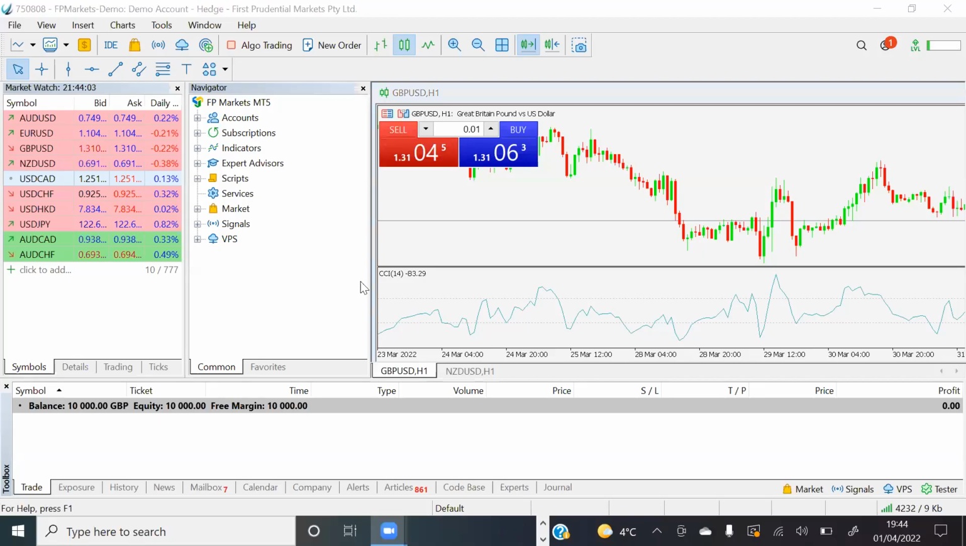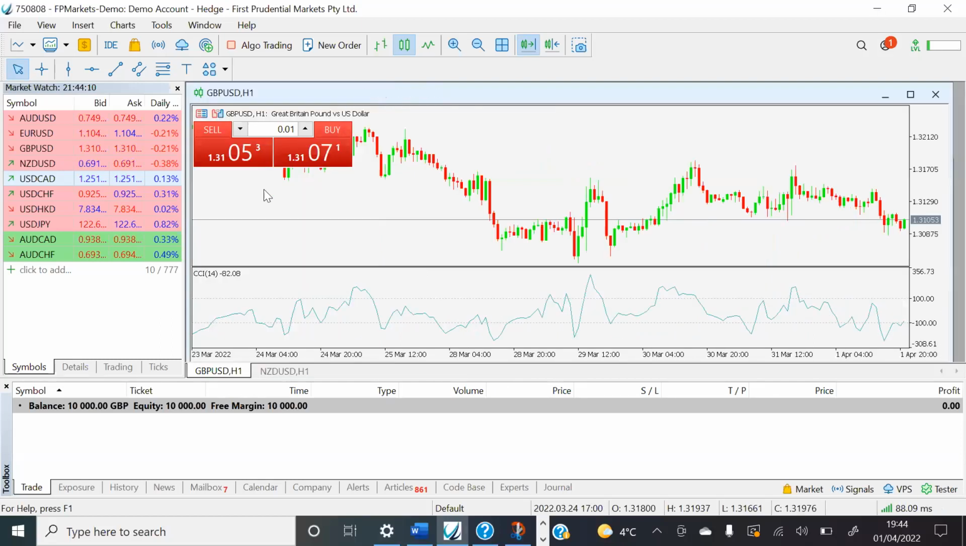Okay. So what we're gonna do now, we're gonna basically take out the navigator. So click on the X where navigator is. And then you're gonna right click. You know where you see CCI? Where you see that CCI, you're gonna right click in the CCI for me.